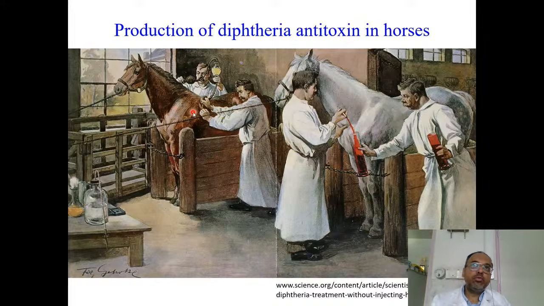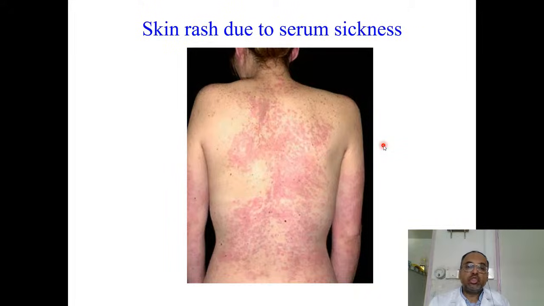Why did he use horses? Well, because horses were considered strong animals, and they have a lot of blood, so you can easily collect from horses without killing them. That's why horses were used for the production of anti-sera. So you're seeing here that the person is injecting the toxin, and then maybe after a couple of weeks, they're collecting blood, and the serum part of the blood, after blood gets clotted, is collected and used as anti-serum. So this was the way that anti-serum was produced.